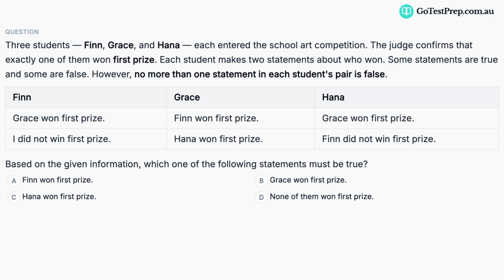Okay, so here's what we're looking at. 3 students, Finn, Grace and Hana, each entered the school art competition. Exactly one of them won first prize. Each student makes 2 statements. No more than 1 statement per student can be false.